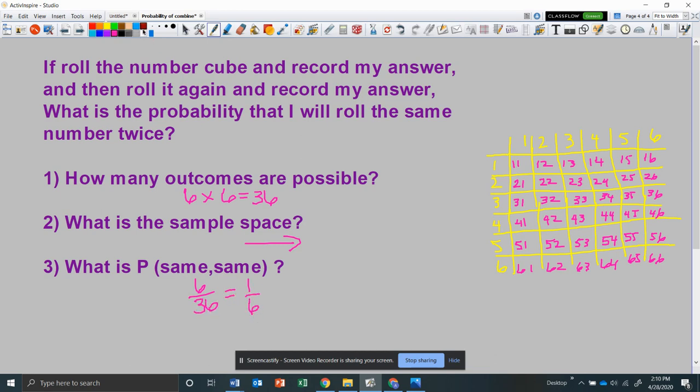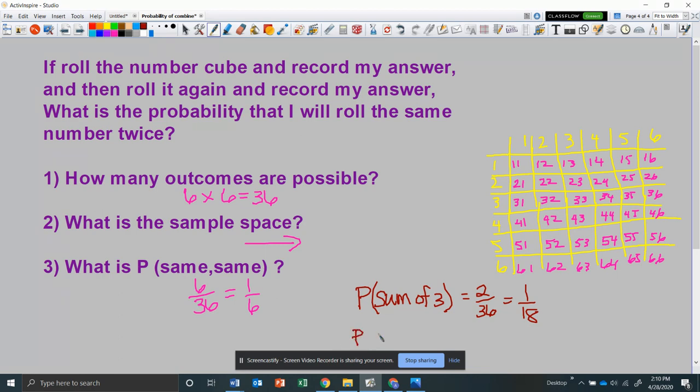What if I ask you, what's the probability of rolling a sum of 3? Well, how many times does it happen that the 2 numbers add up to 3? It happens here and here. So it only happens 2 out of the 36 times. So that would be 2 out of 36, which happens to be 1/18.